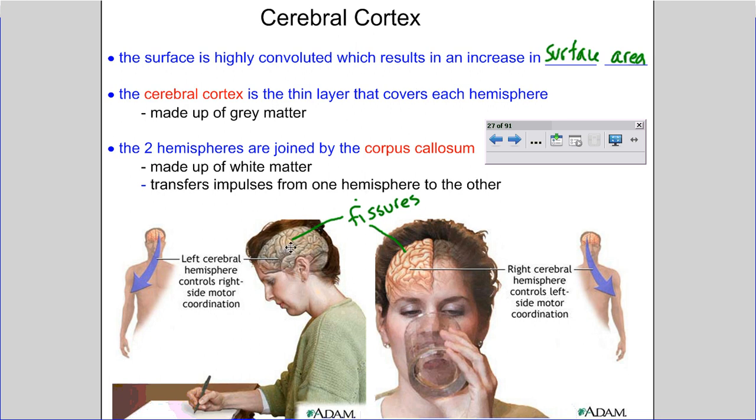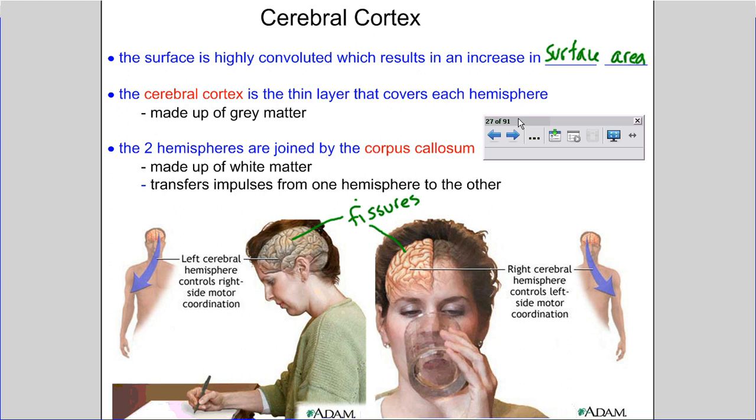If you look at it, it looks all kind of curvy. Okay, that's why we use the word convoluted to show that it's all kind of coiled up. And the reason it's so highly convoluted is to give us more surface area, okay, for the messages to be sent and for different connections to be made between the neurons that are in there. The cerebral cortex is a thin layer that covers each hemisphere, and it's made up of gray matter. So there's no myelin around the axons to speed up the messages in there. And there's also no chance for regeneration.